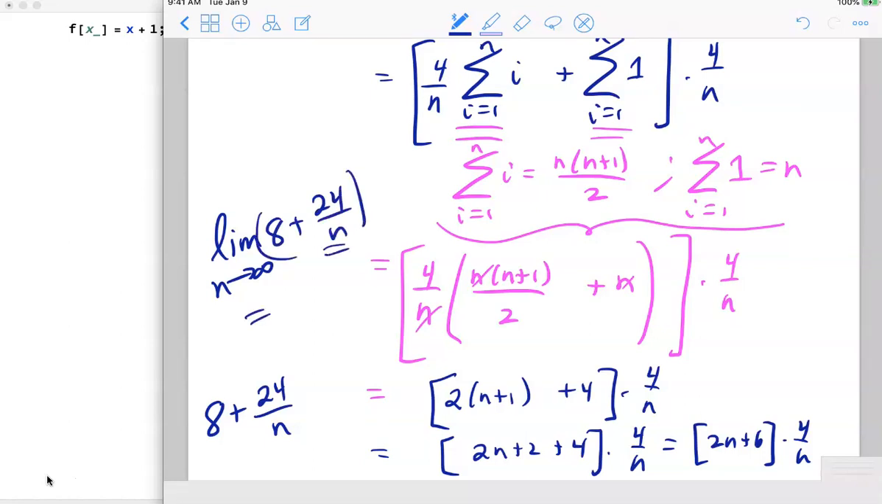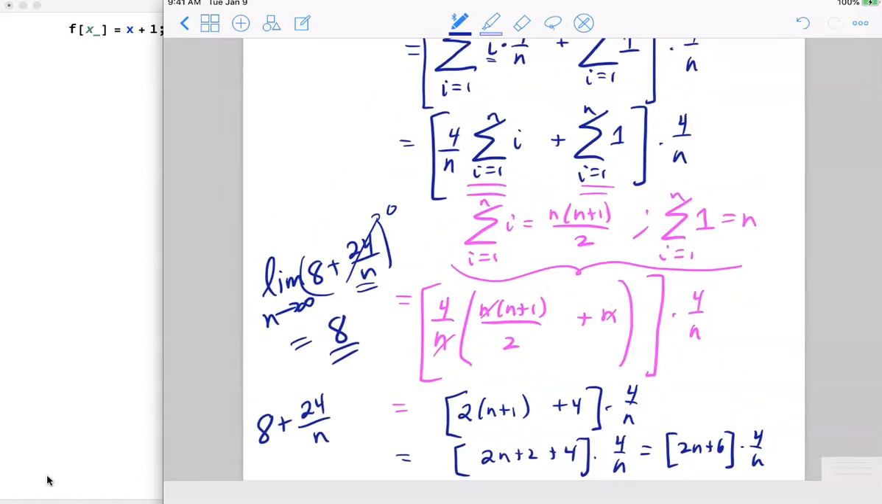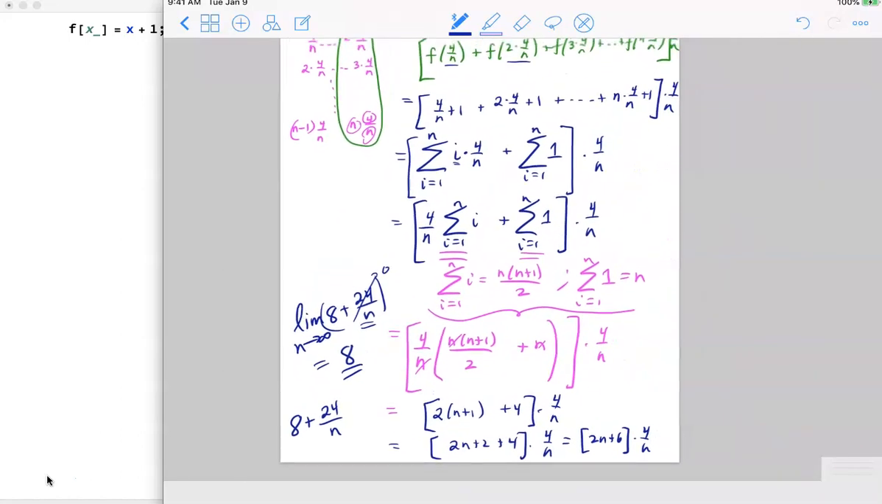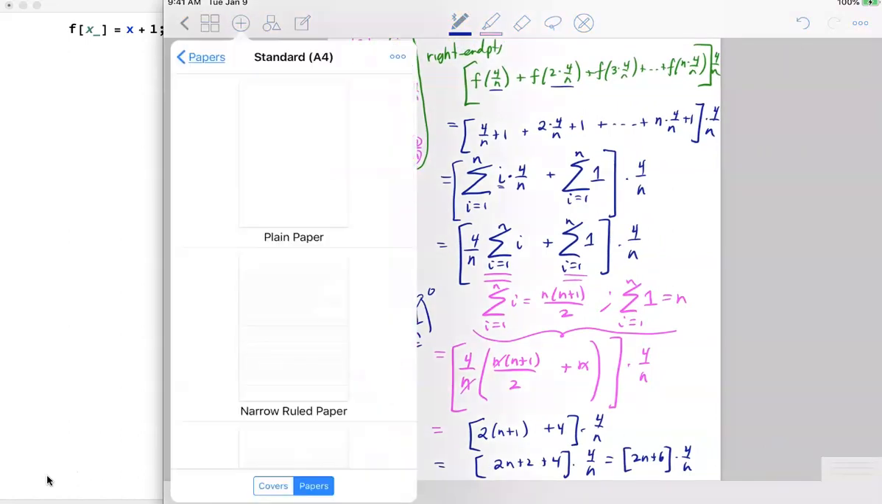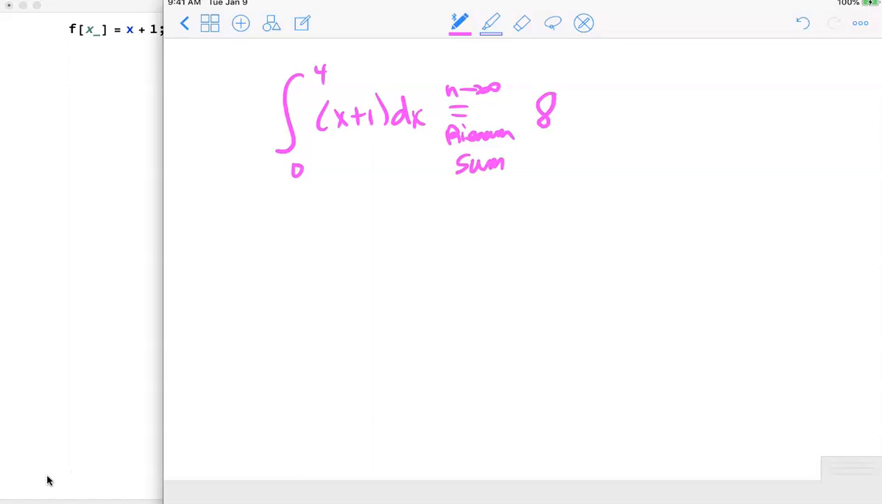Okay. And then what happens as the number of rectangles goes to infinity? This limit is evaluatable, so as n goes to infinity, this part will go to 0, and you're left with 8 as your answer. Okay? And so that is the Riemann sum for that definite integral. So we know that this notation, the definite integral from 0 to 4 of x plus 1 dx, if we did n going to infinity Riemann sum with right endpoints, we got 8 as our answer.